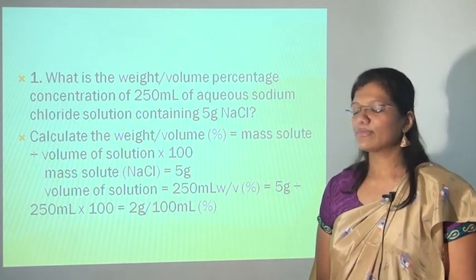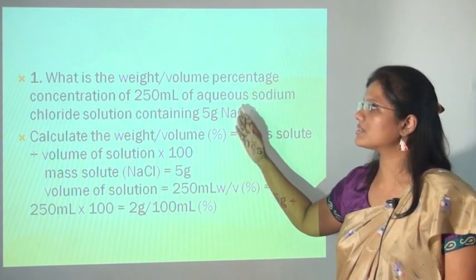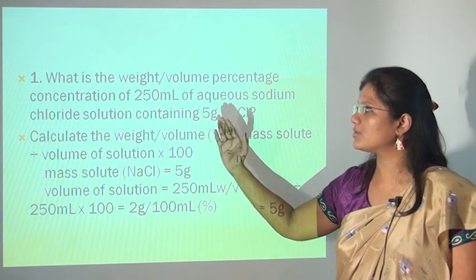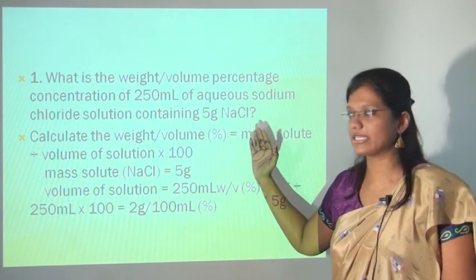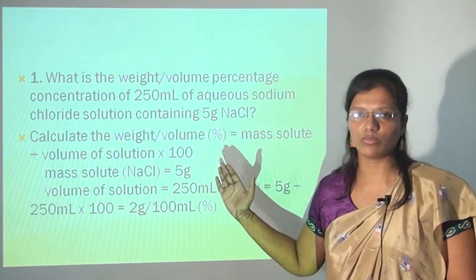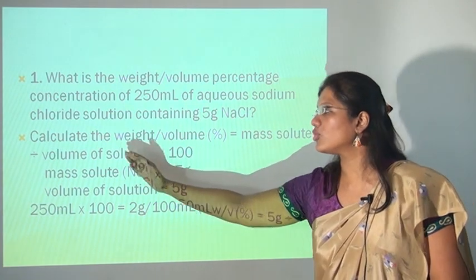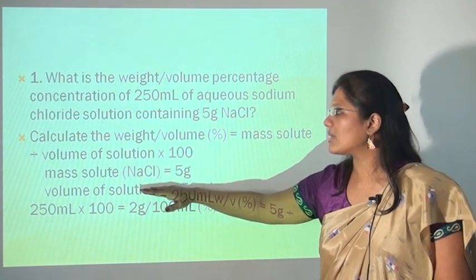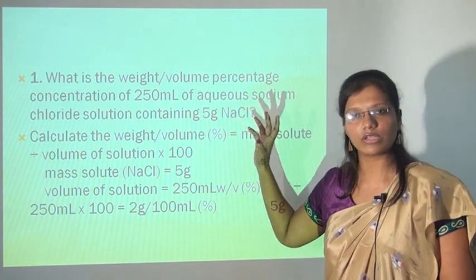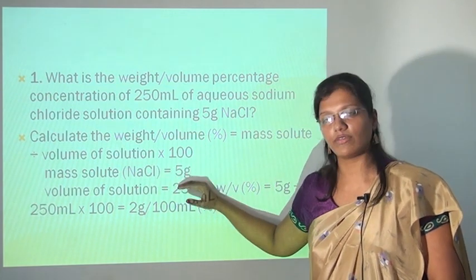Now we are taking some examples of weight by volume and volume by volume. What is the weight by volume percentage concentration of 250 ml of aqueous sodium chloride solution containing 5 grams of NaCl? Here you have to calculate W by V, percentage weight by volume. So mass of solute divided by volume of solution into 100. The mass, or weight, of the solute dissolved in the solution is given here. Therefore mass of solute is equal to 5 grams.